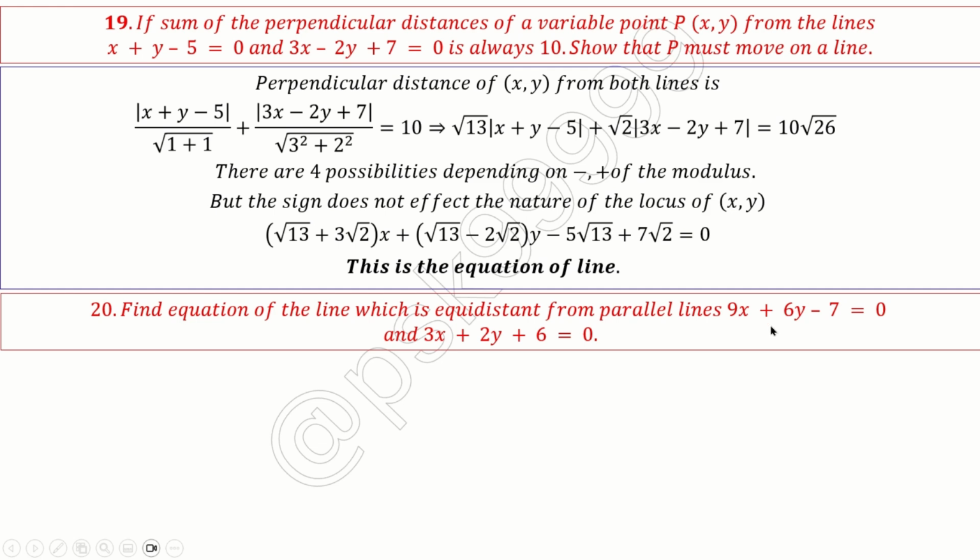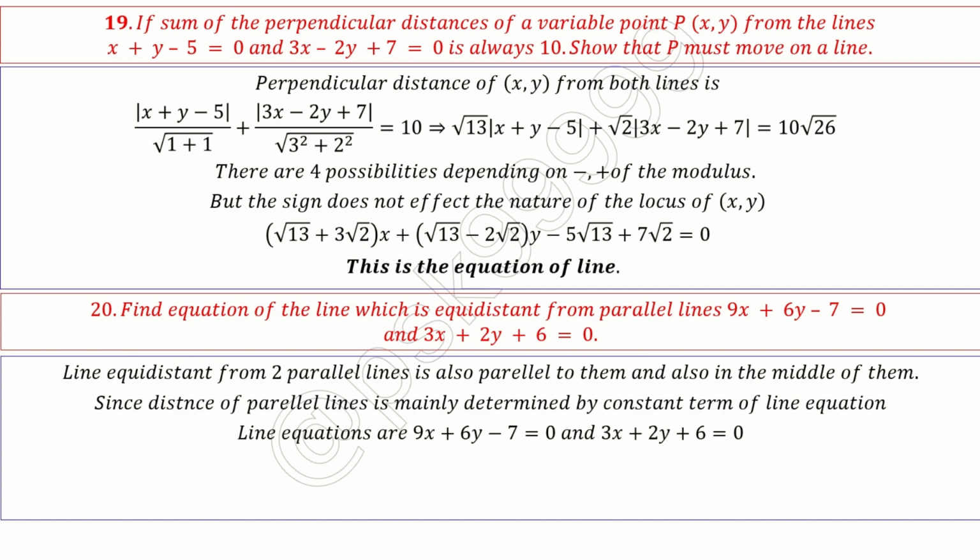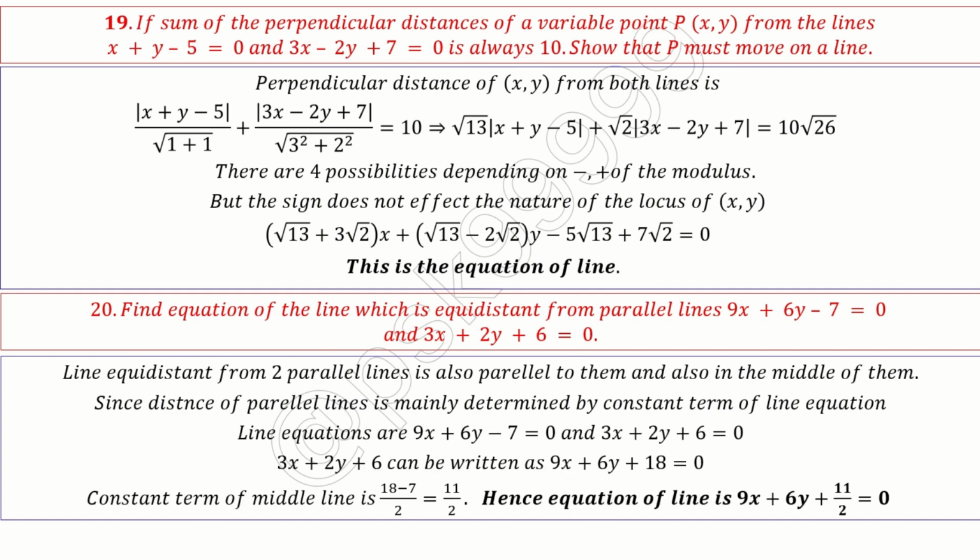If this is 9x plus 6y minus 7 equal to 0, convert this by multiplying with 3, and you will convert it to the same form. 9x plus 6y plus 18 equal to 0 it will be. So 18 minus 7 by 2 is the constant term of the new line. That's all. So you can do it yourself. The equation will become 9x plus 6y plus 11 by 2 equal to 0.